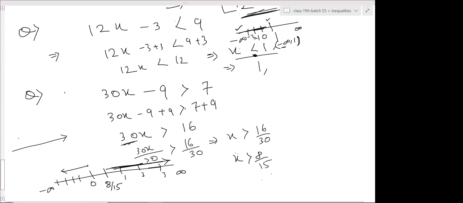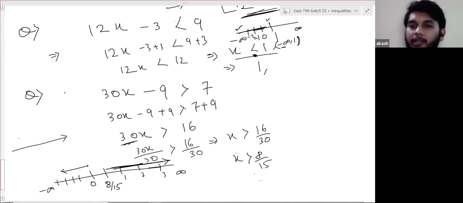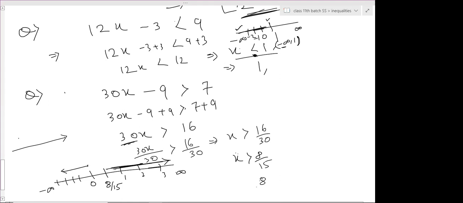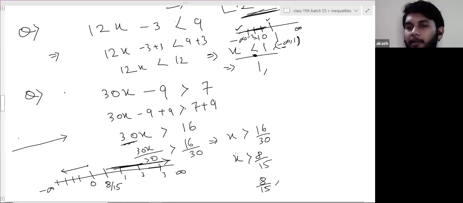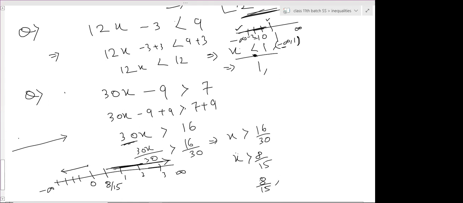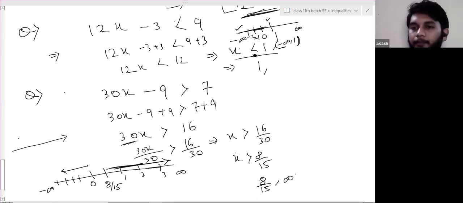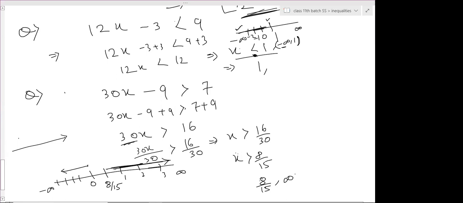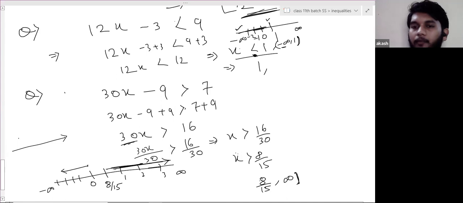Infinity. Right, but from where do we start? X is more than what value? 8 by 15. So from 8 by 15 to what point? Infinity. Which brackets on infinity? The open bracket, right? We never include infinity because we can never reach infinite. So always open brackets. Got it?